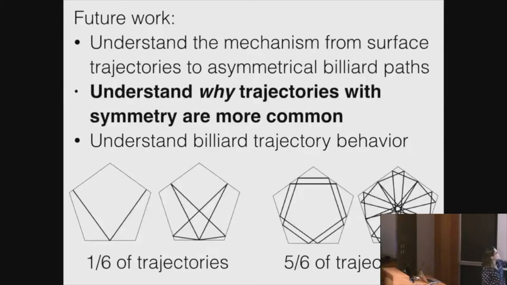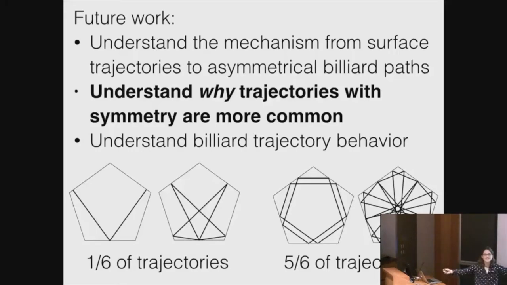I want to understand why trajectories with symmetry are more common. So as I briefly mentioned, the ones with only reflection symmetry happen 1/6 of the time, and the ones with the full dihedral group symmetry happen 5/6 of the time. I have a proof. It's because of the group structure of the associated surface. But that's not really snappy. If you say, hey, I noticed in your library of trajectories that the ones with symmetry are more common, why is that? I could say, oh, it's 5 times as common because pentagon, 5. That would be great. I'd love to have an explanation like that. But right now, it's kind of an abstract explanation.